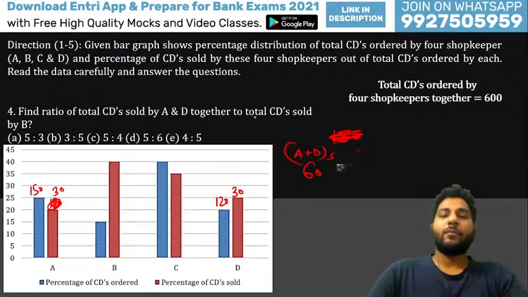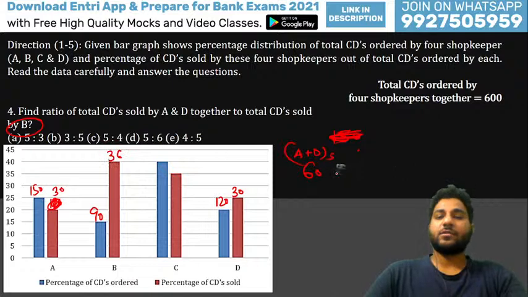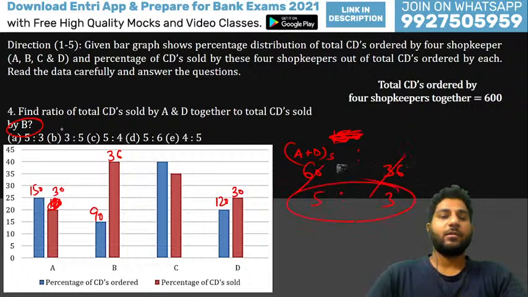And if we compare with CDs sold by B, look at this. B had ordered 90 CDs and sold 36. So the ratio of 60 and 36 would be 5:3. That's simple. So option A is the correct one.